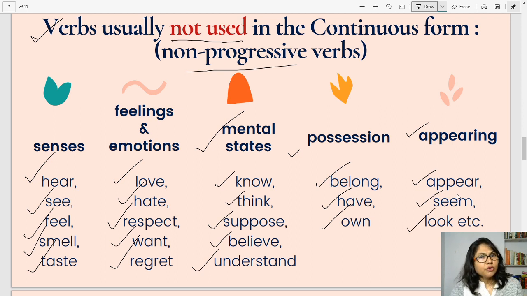Now, remember the previous examples that we talked about? He has 2 pencils, the flower looks fresh.